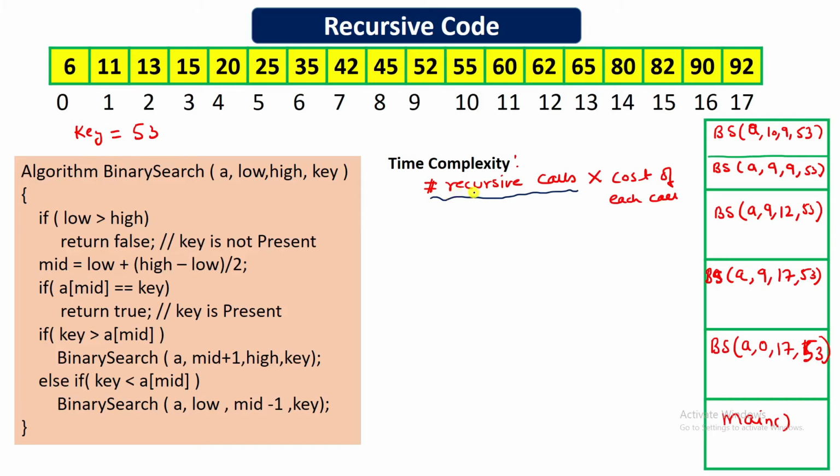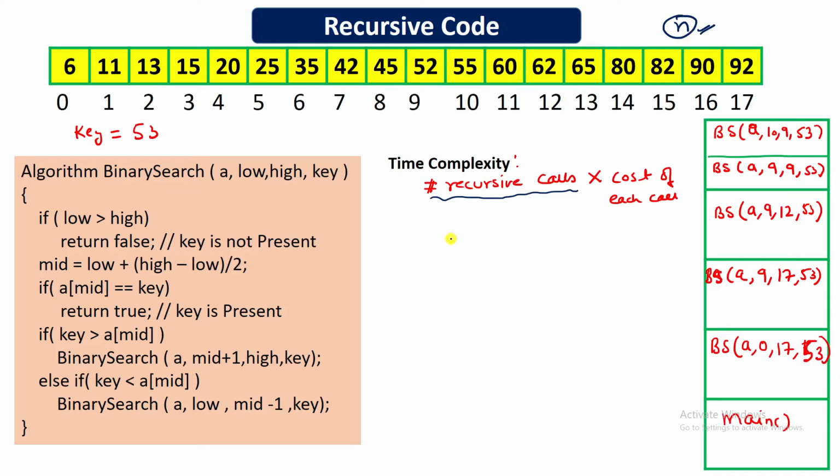Let's say x number of recursive calls are being made in this binary search. It takes x binary search calls, and let's say the cost of each is y, so x into y will be the time complexity. We have to find the time complexity in terms of our input. Our input is n, the array size. As the array size grows, what will be the order of the time complexity? We have to find the time complexity in terms of n, and the same for the space complexity.